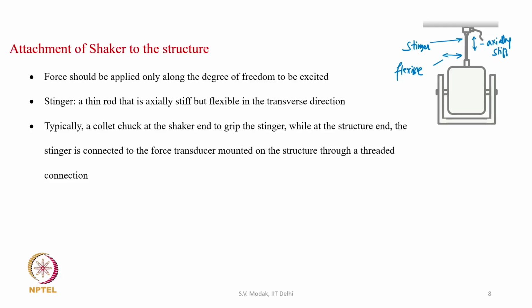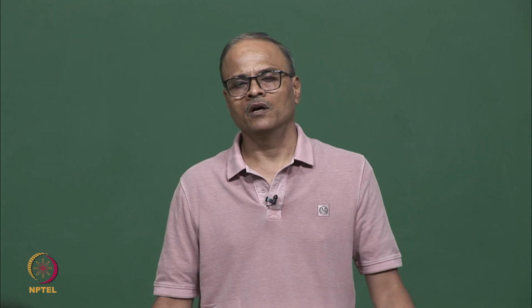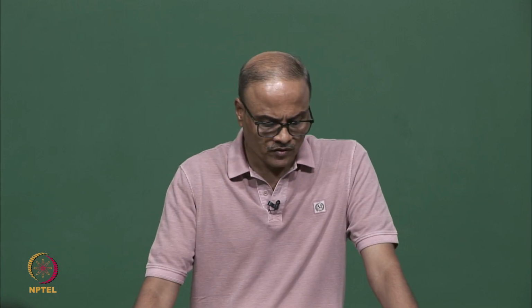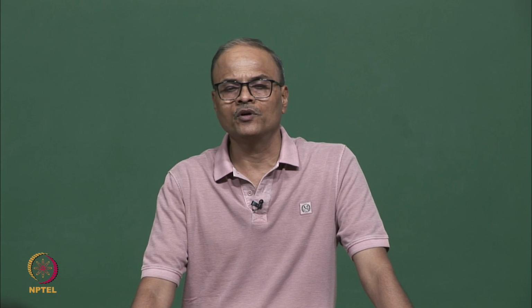Also, at the shaker end generally a collet chuck is provided. This collet chuck grips the stinger, and at the structure end the stinger is connected to the force transducer mounted on the structure through a threaded connection. In the force transducer there is an arrangement through which the stinger can be connected by a threaded connection.